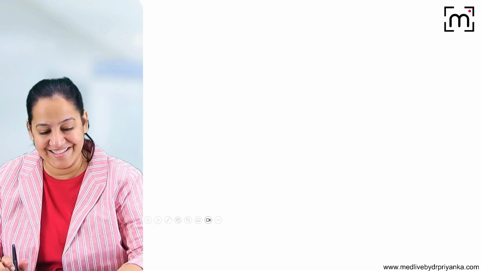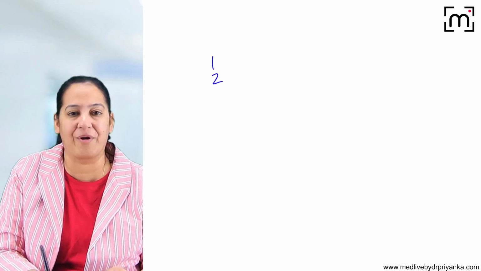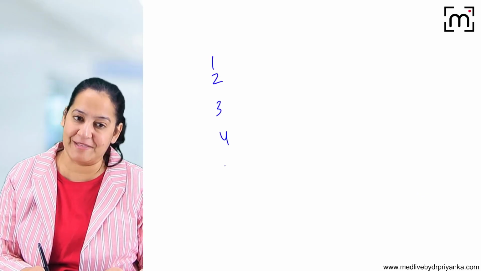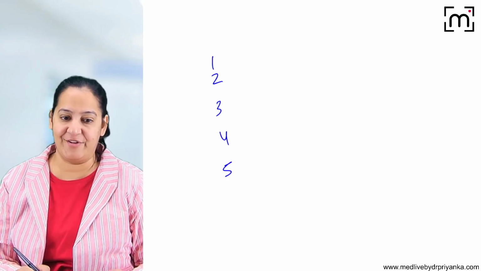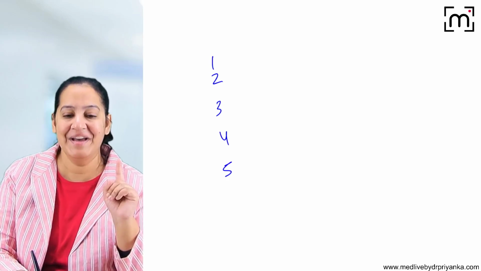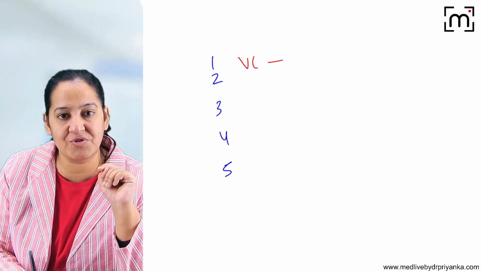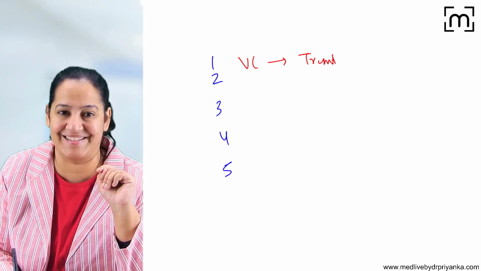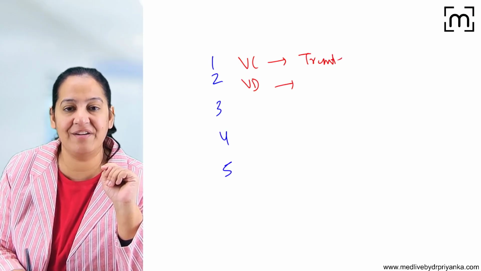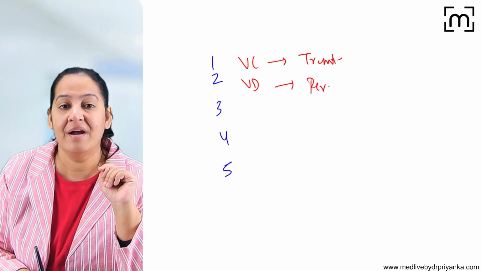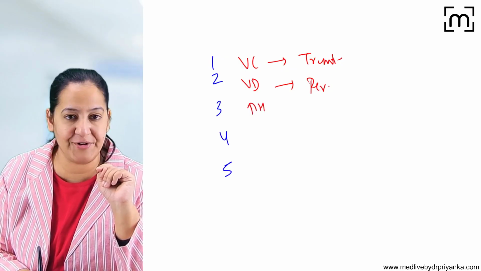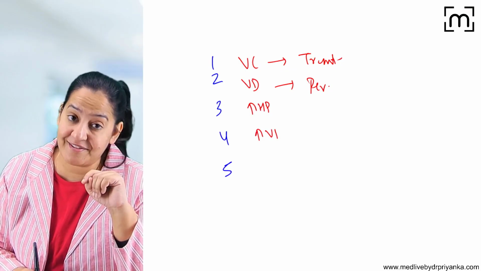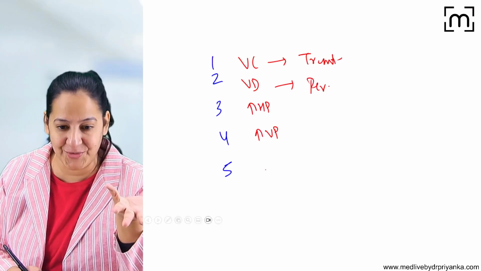So what we have studied till now, we have studied 4 steps out of the 5. The 4 are done. I'm teaching you vascular events of acute inflammation. Let's revise. The first step I taught you is vasoconstriction, which is transient in nature. Second, I told you vasodilatation, which is persistent in nature. Third, I have taught you increased hydrostatic pressure. Fourth, I taught you increased vascular permeability. And fifth, I want to teach you right now.